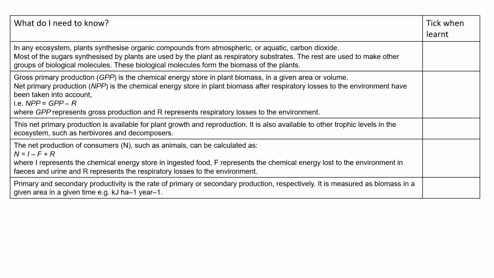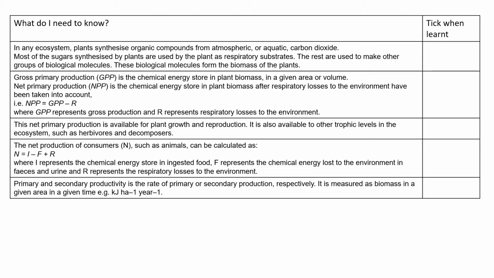So we'll look at the relationship between these factors. NPP, or net primary productivity, is gross primary productivity minus respiration losses. Net primary production is available for plant growth and reproduction. It's also available to other trophic levels or other feeding levels in the ecosystem, such as herbivores and decomposers.